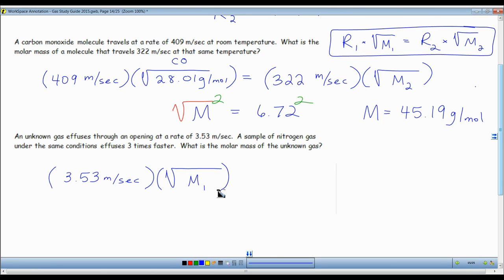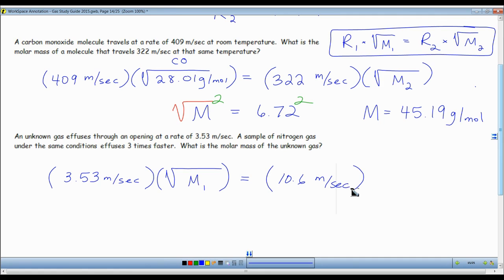Okay, so the second gas is nitrogen. They don't specifically come out and tell me its rate, but they tell me that it effuses 3 times faster. Oh, brother. I'll just multiply the original times 3. So 3.53 times 3. Oh my gosh, I can do it. So this guy, let's call it about 10.6. I'll go 3 sig figs. Meters per second for the nitrogen.